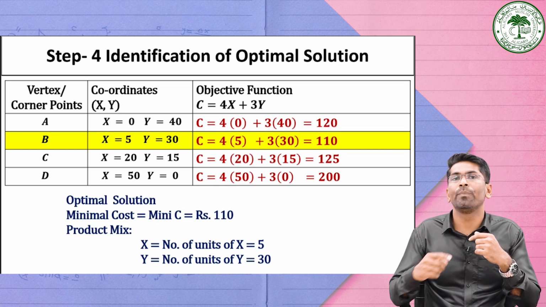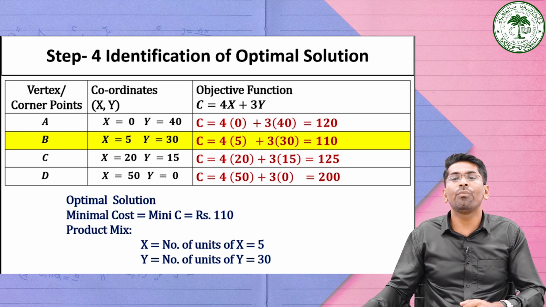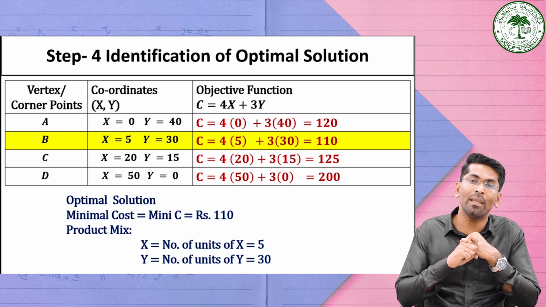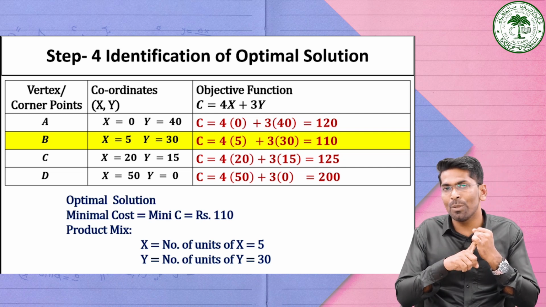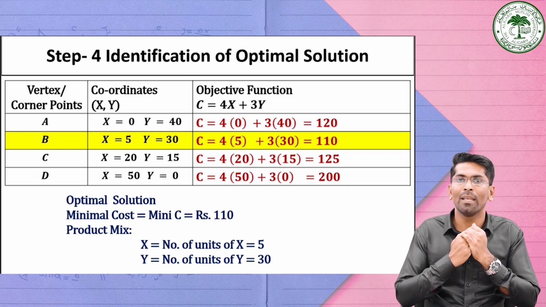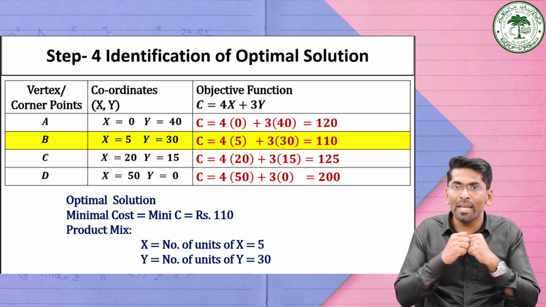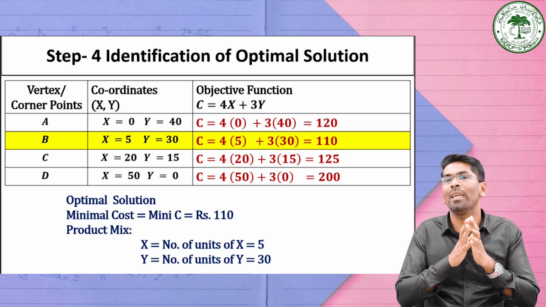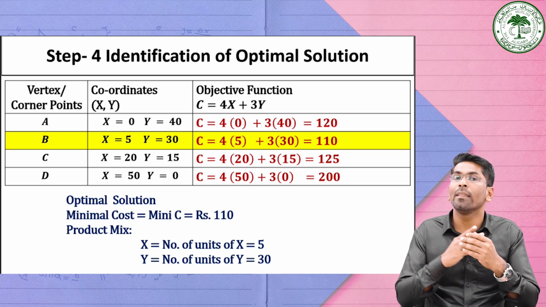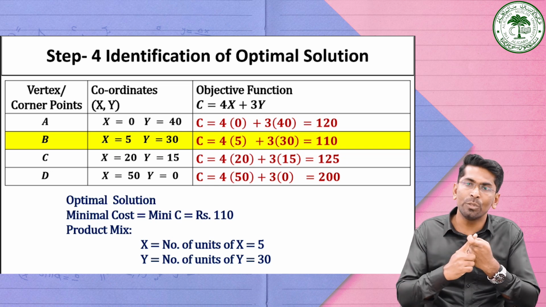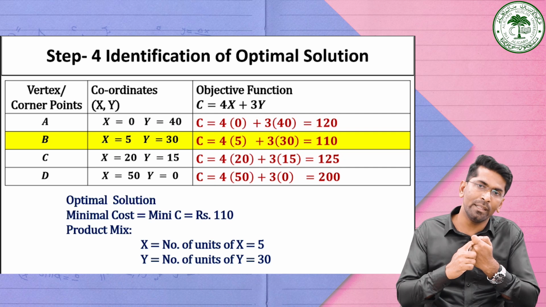In the next lecture, we will consider how to find the solution to a linear programming problem graphically when we have a maximization problem, but with a mixed constraint. That means we will have a greater than or equal to, and at the same time a less than or equal to. Both constraints will be there. In that situation, how can we find the solution to a given linear programming problem by using the graphical method? That we will consider in the next lecture.